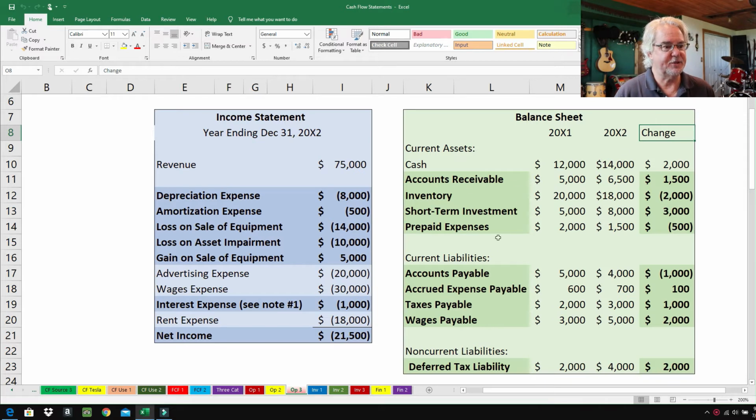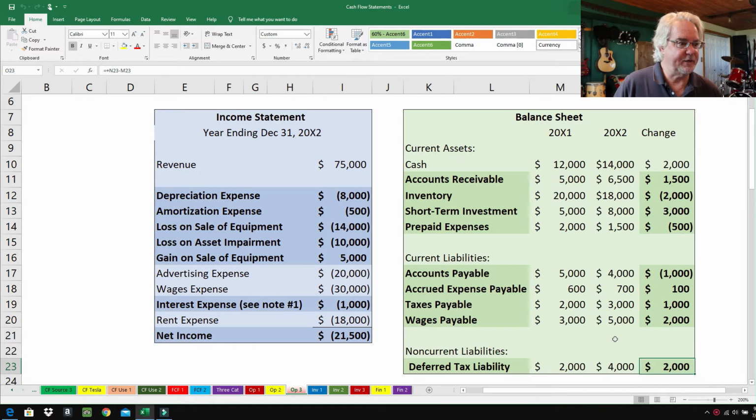So we've got current assets, current liabilities, but one weird thing is we've got one non-current liability here called deferred tax liability. It looks like the deferred tax liability was $2,000 and grew to $4,000, so it increased by $2,000. So we'll see how to handle that. It's really quite easy. This is about the only example of a non-current liability that I know of that goes in the operating section of the cash flow statement.